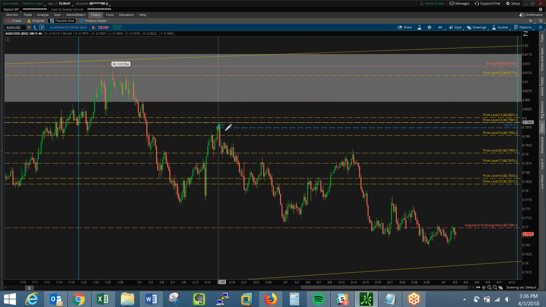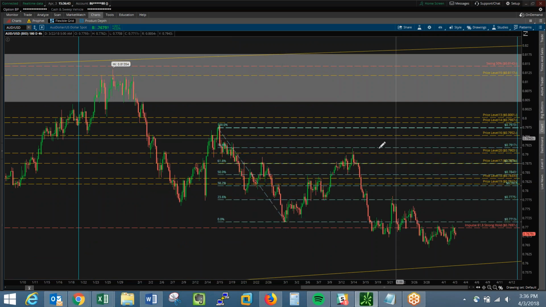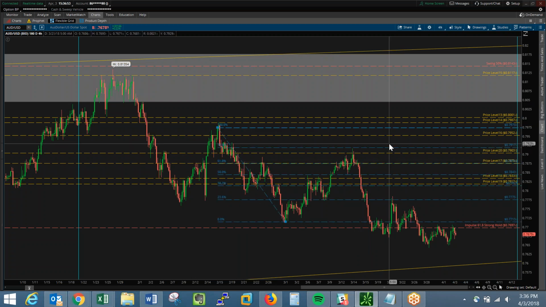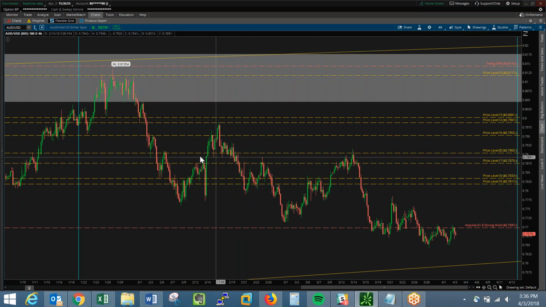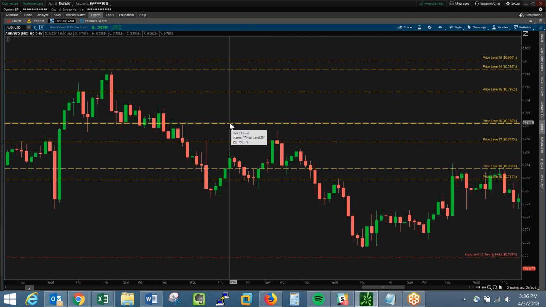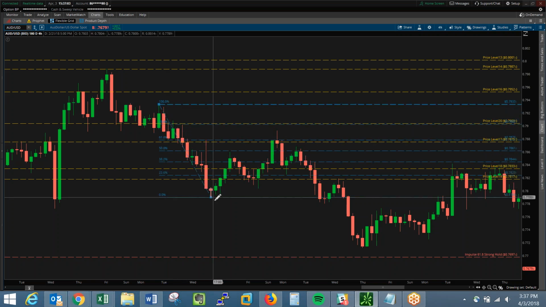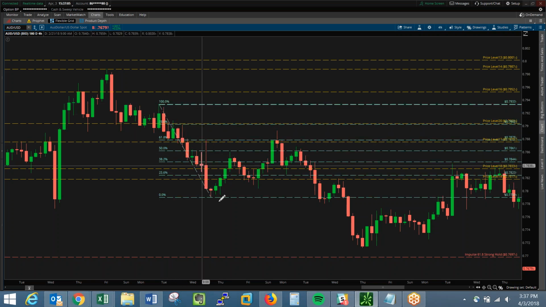You look here, find your low. Again, you get a nice perfect 78.6 retracement right at some resistance. Great short opportunity. But when you're looking within, maybe you're going to look for your impulse move. Here's your impulse run down.